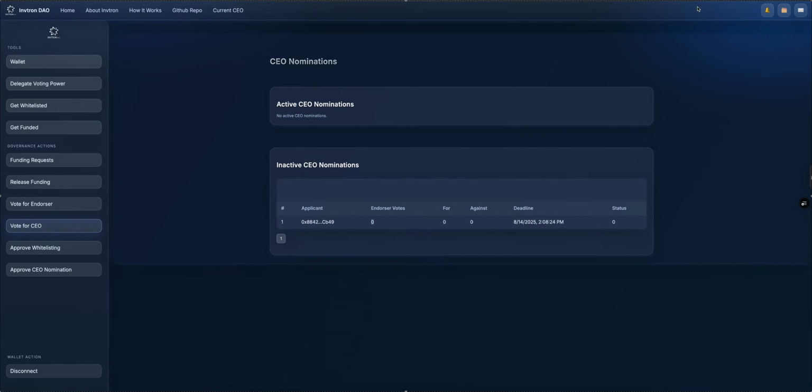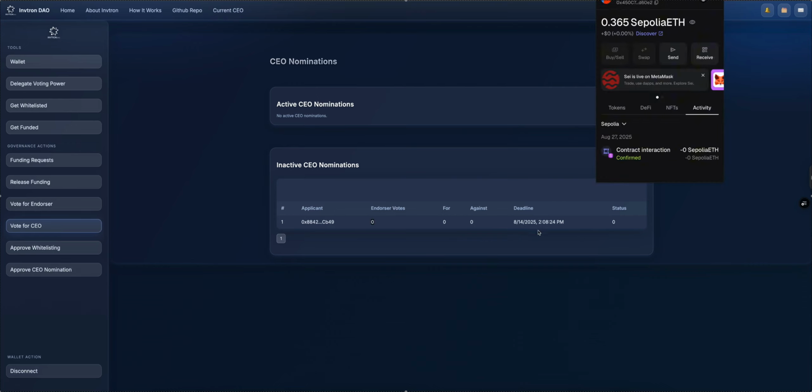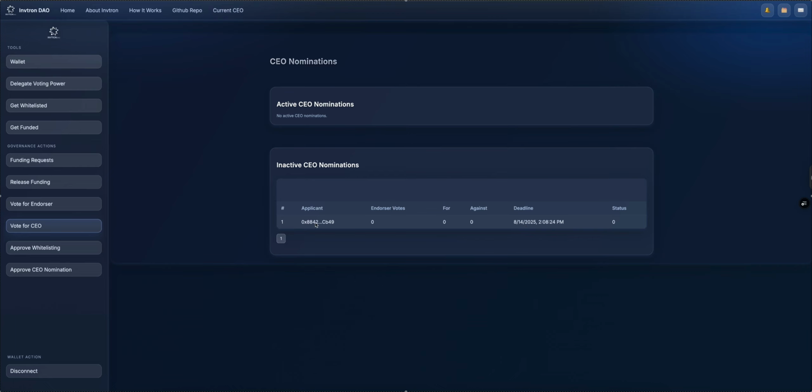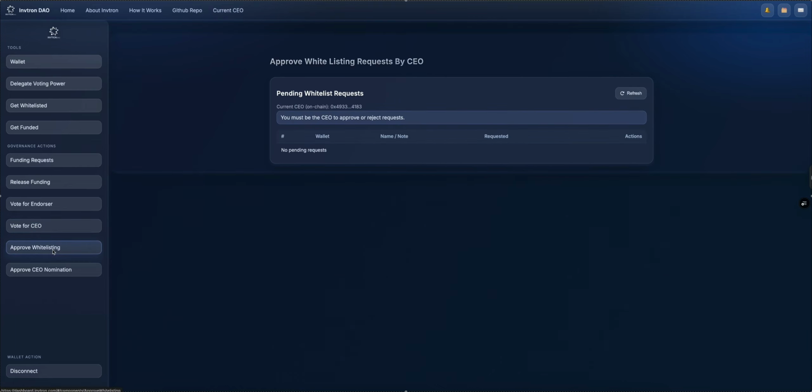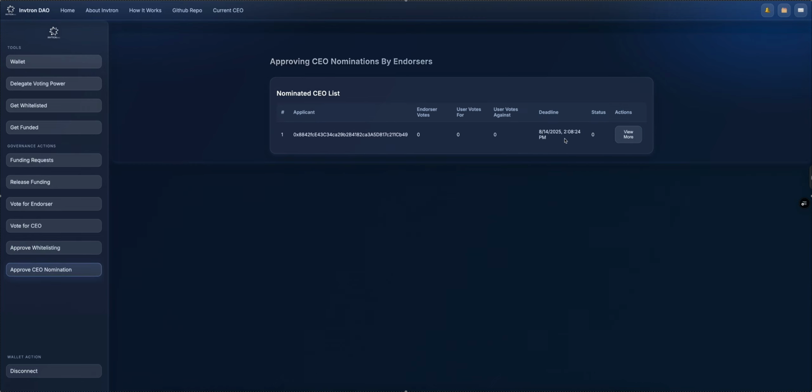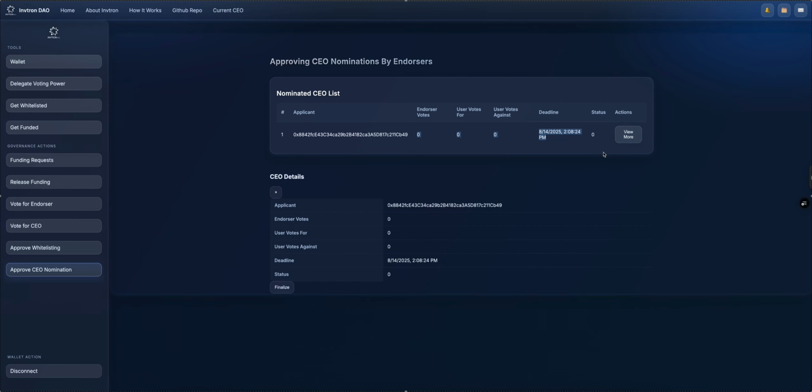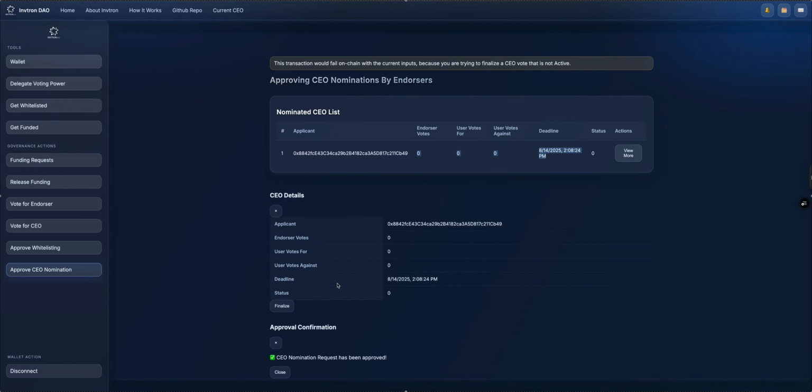Inactive nomination. It's inactive, this one. Deadline was 14. Okay, this is a dead nomination. Okay, approved whitelisting. So as I think we did this before, and approved CEO nomination. Okay, this nomination is already dead because it's already past the deadline. Okay, and that's it.